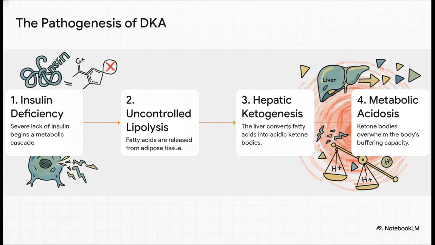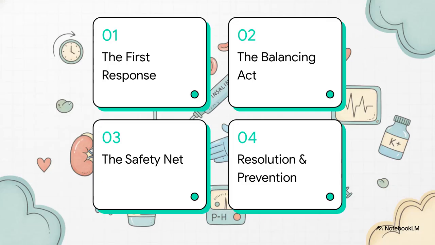So how does this whole crisis unfold? Well, it all kicks off with a severe lack of insulin. Without insulin to let glucose into the cells for energy, the body basically panics. It starts breaking down fat at a completely uncontrolled rate. This process is called lipolysis, and it floods the blood with fatty acids. The liver sees all these fatty acids and converts them into ketone bodies. These ketones build up way faster than the body can clear them, and that leads directly to that life-threatening metabolic acidosis.